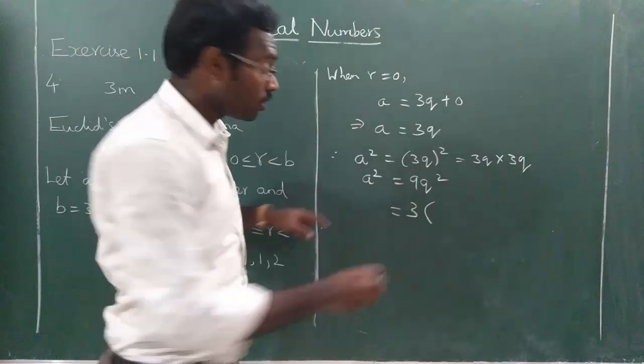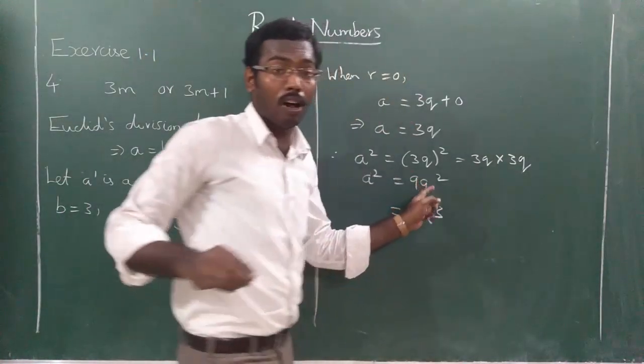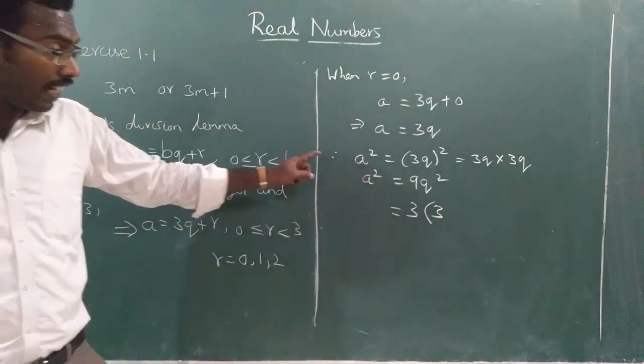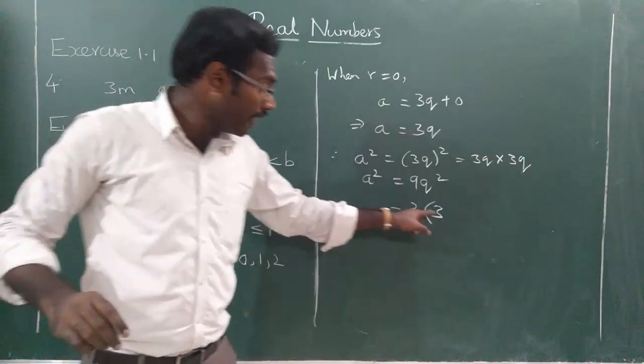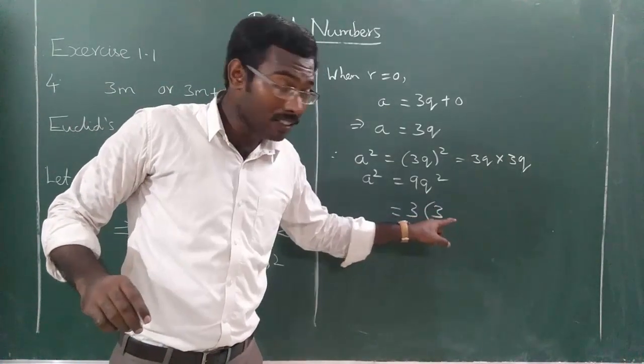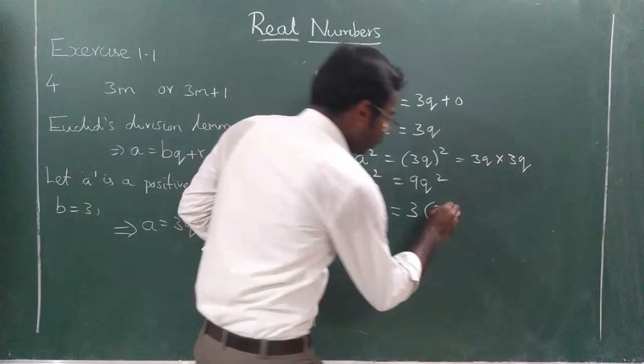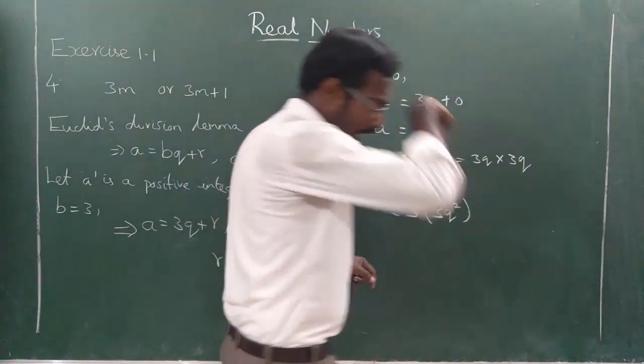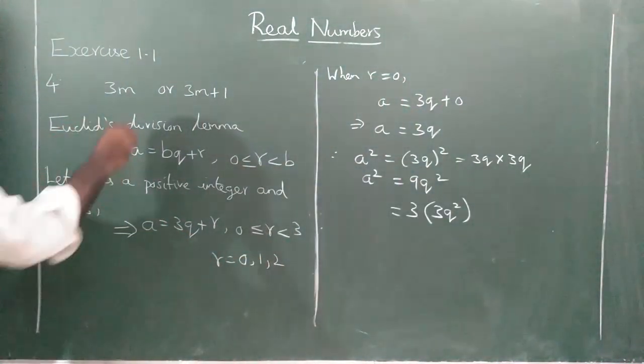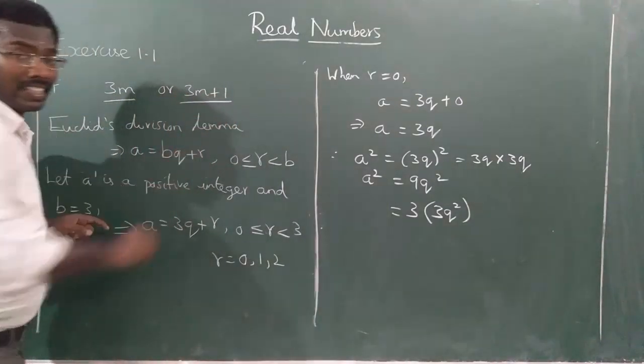3 3s are 9, so the remaining 1 3 will be there. Are you all following? Okay, listen very carefully. If we take one 3 commonly outside, the remaining 1 3 is that, and the remaining 1 q square will be there.